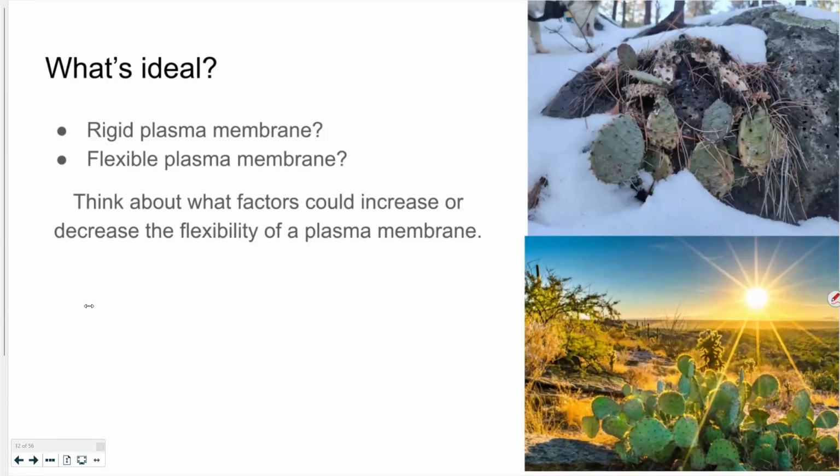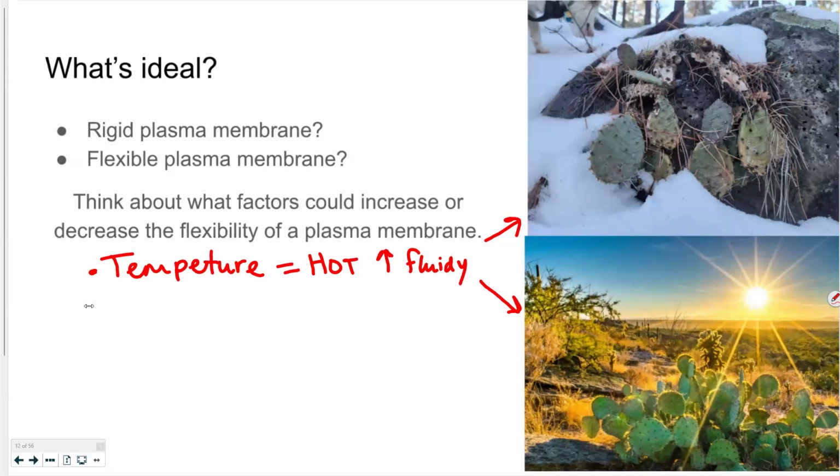So here's a good example, a good hint for you. Here's some prickly pear cactus that is obviously in some snow. Here's some in a really sunny place. So temperature could definitely affect how fluid something is. Hot means that there's more kinetic energy, so we're going to increase the fluidity. Those molecules are going to be moving around at a faster rate, so they're going to be bumping around more, so they're going to be more fluid.